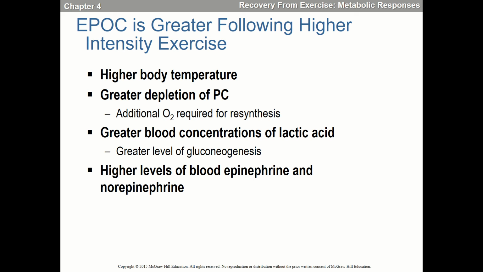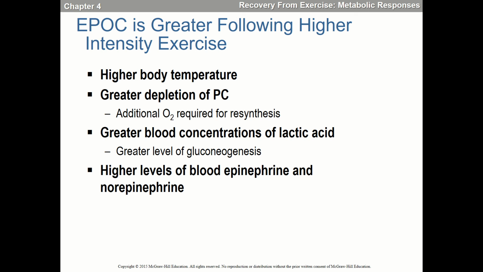Okay, so back to here. I talked about most of this already, but EPOC is greater following higher intensity exercise, so stuff that's over 100% of your VO2 max, which a 30-second max anaerobic power test, the Wingate test, is well above, because no one can maintain their speed for 3 minutes there. This is mostly due to a higher body temperature after super high intensity exercise, so we have to homeostatically come back to our baseline temperature. There's greater depletion of phosphocreatine. There are greater blood concentrations of lactic acid, which takes ATP and oxygen consumption to deal with.